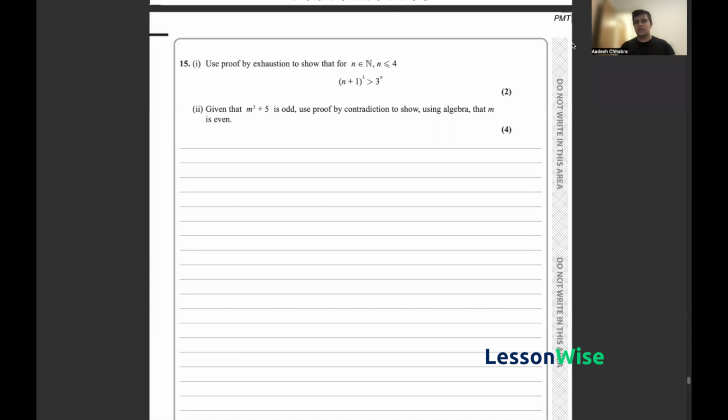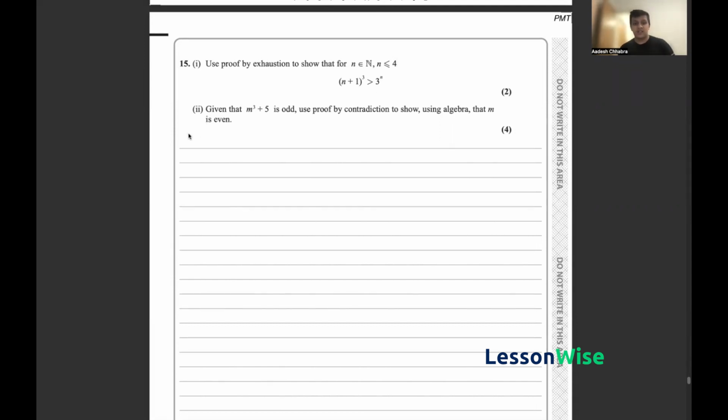So for the final question of this paper, we have been asked to use proof by exhaustion to show that the following statement is true. Well, we have to show that (n + 1)^3 is always greater than 3^n. Now, the subsets of n that we've been given is that n is a natural number and that n is less than or equal to 4. Now, natural numbers are all positive integers, not including 0.